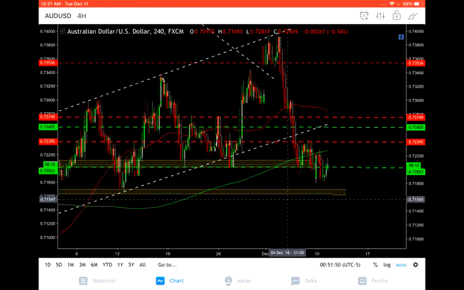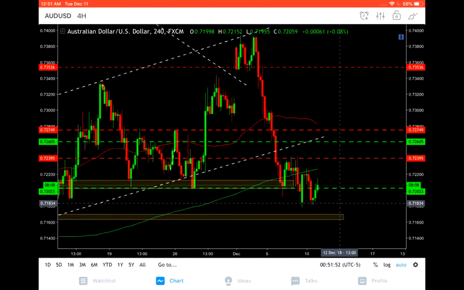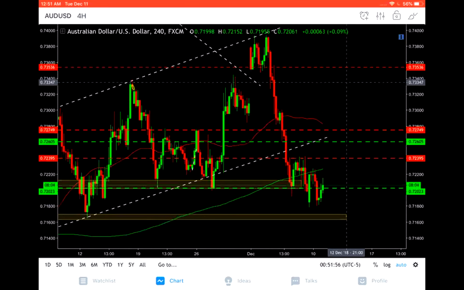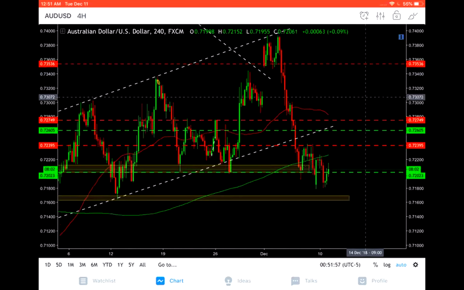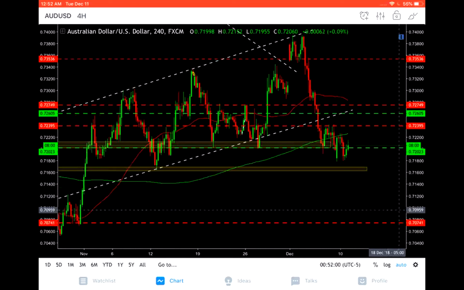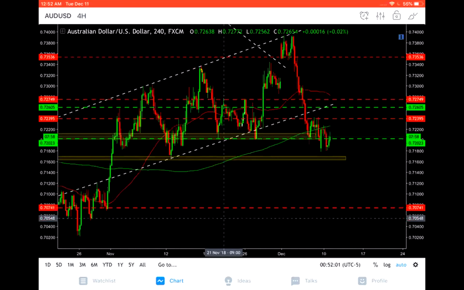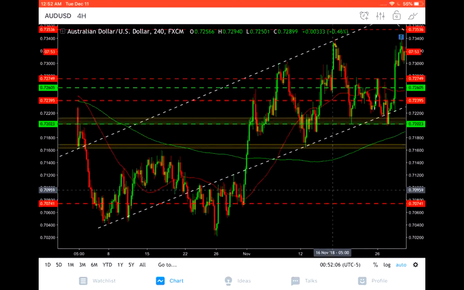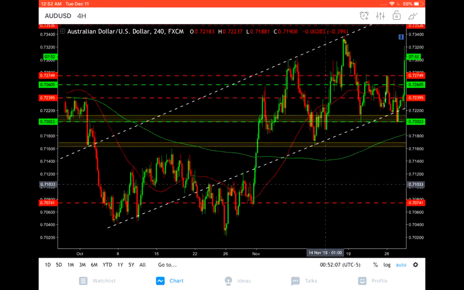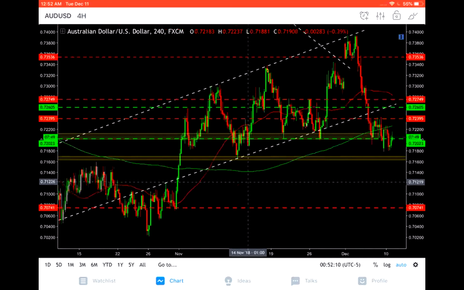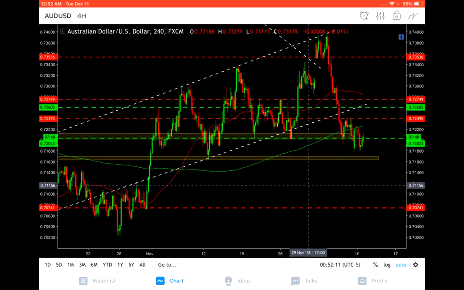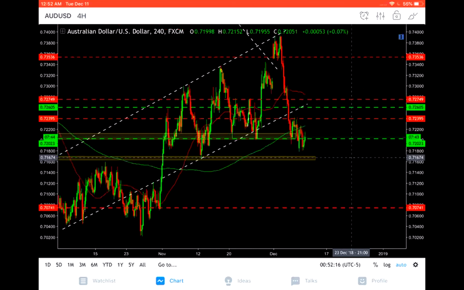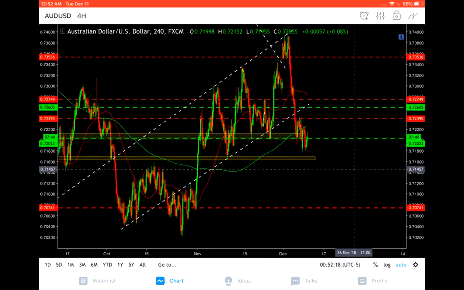If this candle, the 4 hour candle, closes below the green line, that means it's going to go to the yellow box, which is what happened with GBP USD. And then if it doesn't respect the yellow box, it's only going to go all the way to the red line. Let's see how it plays.